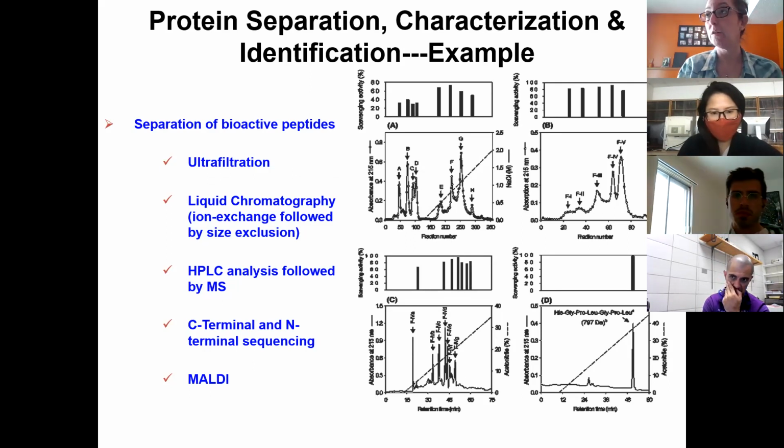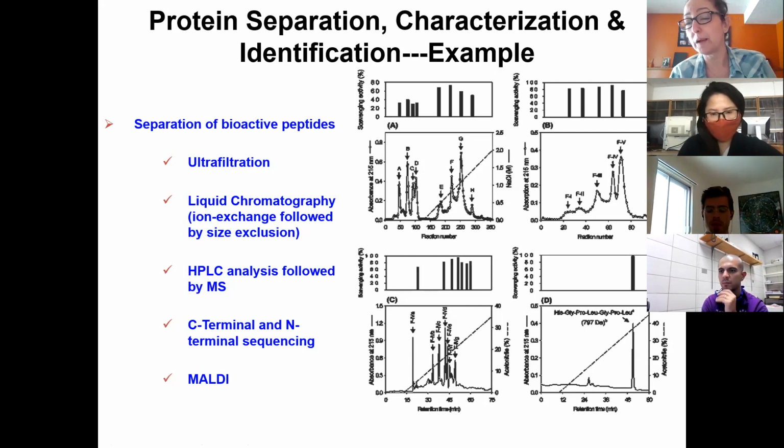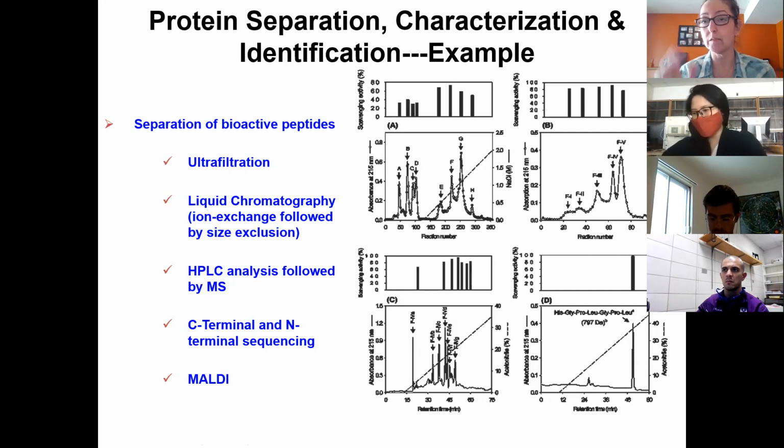So for example, if I start with a hydrolysate, the first thing I want to do is remove the small peptides, that are usually your potent peptides that are bioactive, from the larger polypeptides that are present in the sample. And we often do that by ultrafiltration. So take everything less than 5 kilodalton or less than 3 kilodalton. From there, we can do liquid chromatography, ion exchange followed by size exclusion, or size exclusion followed by ion exchange. It doesn't matter as long as it's two-dimensional.